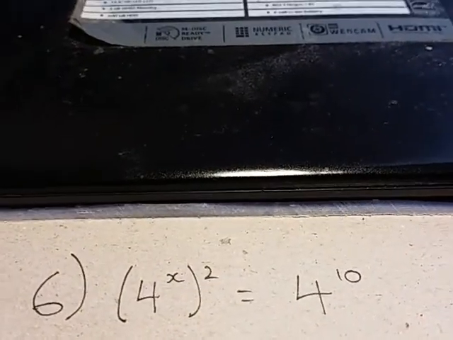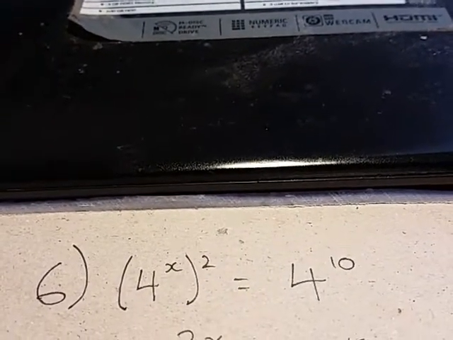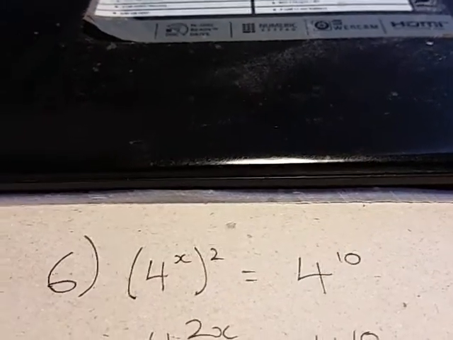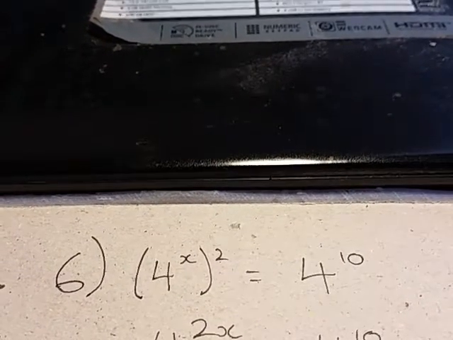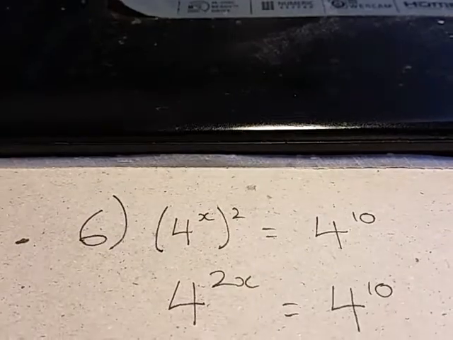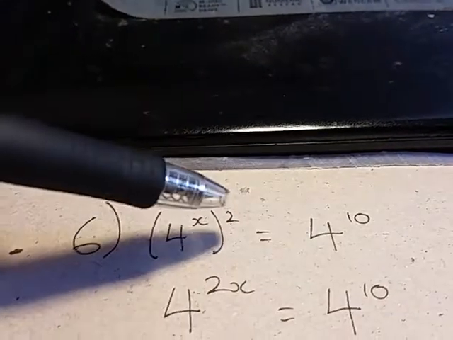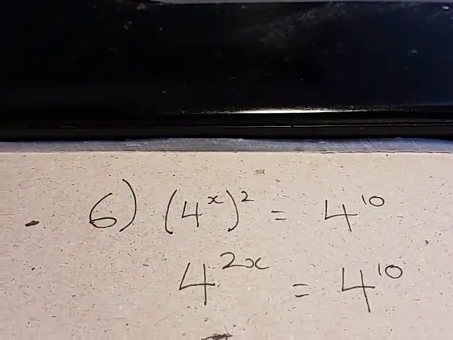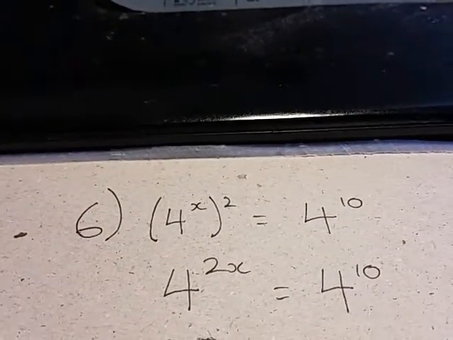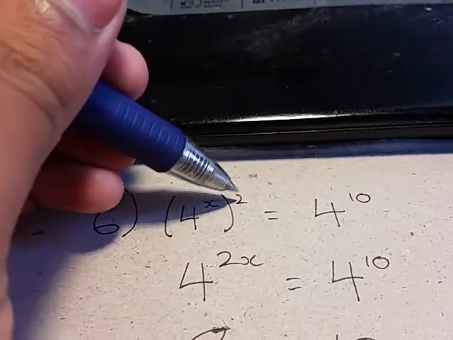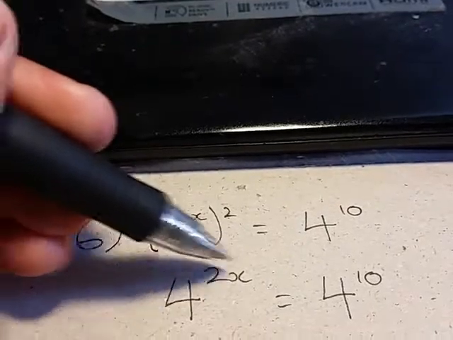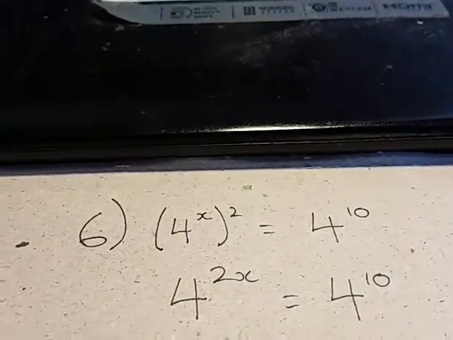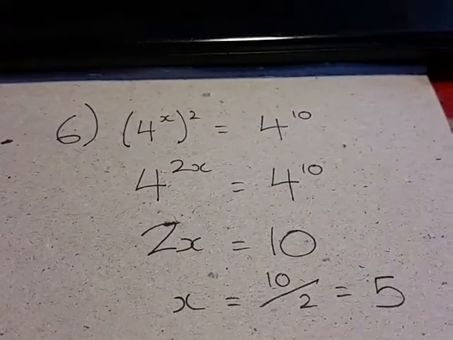4 to the x, all to the power of 2, equals 4 to the 10. There are two methods you could do. You could square root the 4 to the 10 if you want, or you could employ law number 3, which I did. I did law number 3 because why not? Law number 3, when you are raising an exponent by another exponent, you multiply them. So 4 to the x times 2, which is 2x, and that equals 4 to the 10. Therefore, 2x equals 10, and x equals 5.